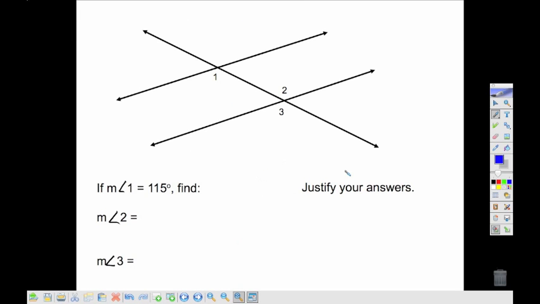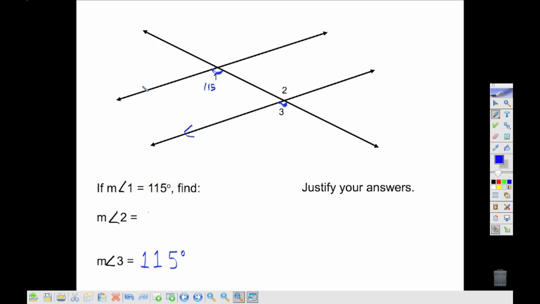Okay, now another way we can use this is if we're given an angle, so like here the measure of angle 1 is 115 degrees, we might be asked to find the measures of other angles. So we need to recognize a relationship. Since 1 and 3 are in the same position, kind of bottom left over here, they are corresponding angles, and we know that corresponding angles are congruent, so the measure of angle 3 would also be 115 degrees. Now the problem also says to justify your answers. We'll need to say why.